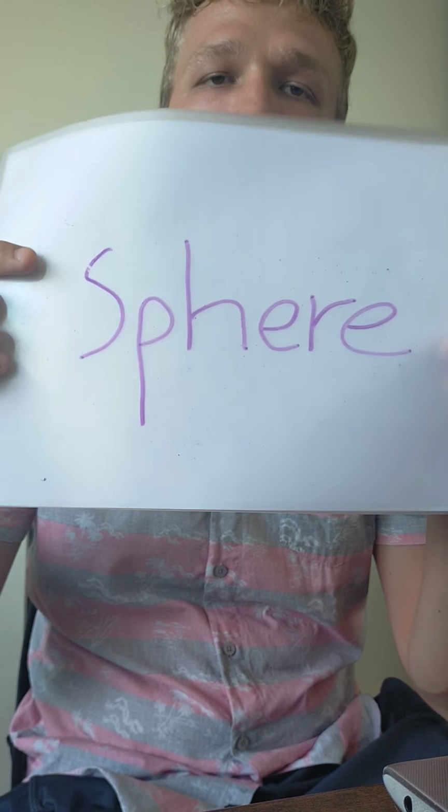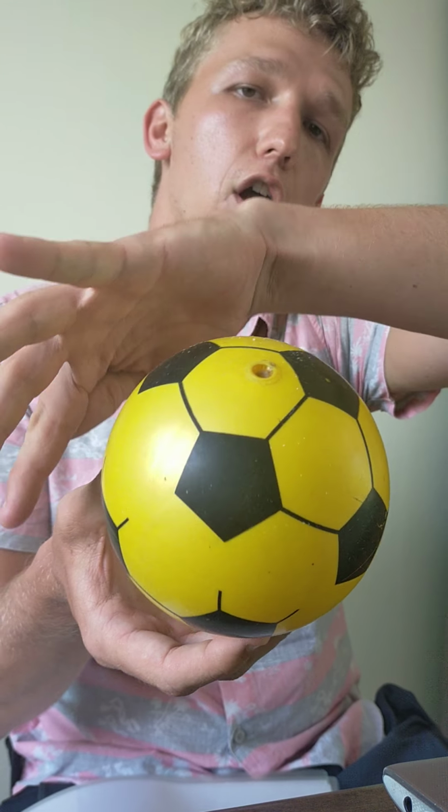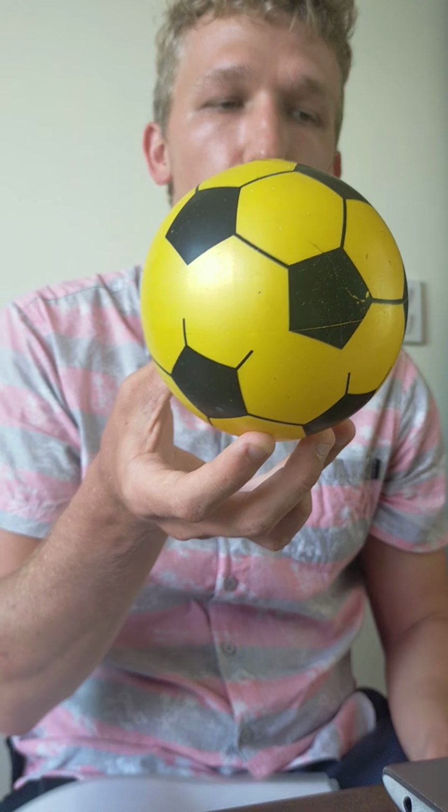Another shape we're going to talk about is a sphere. A sphere is basically a fancy math word for a circle or a ball. A sphere is a 3D circle. It has no corners or edges, just one big curved face that wraps all the way around.